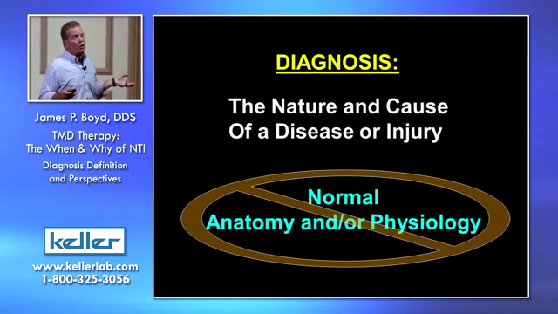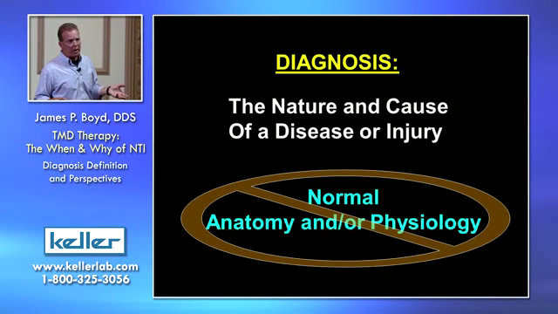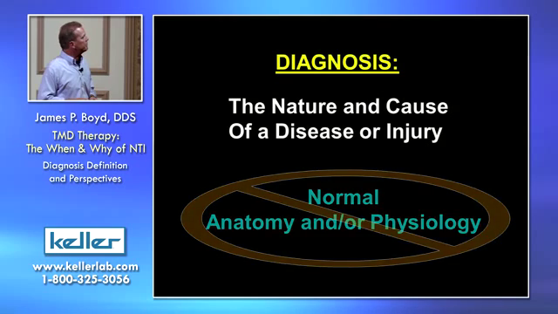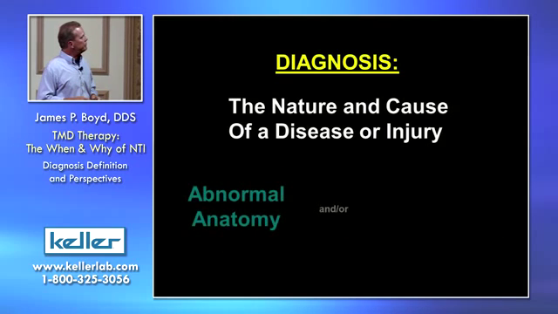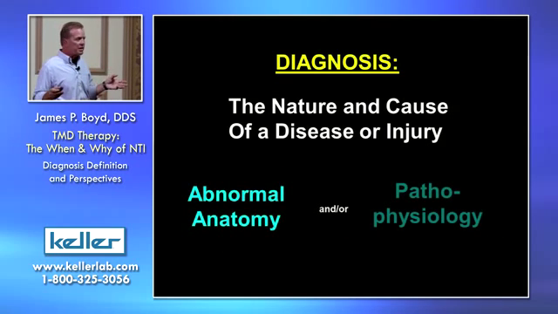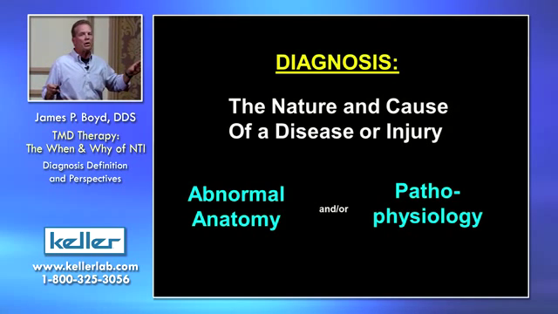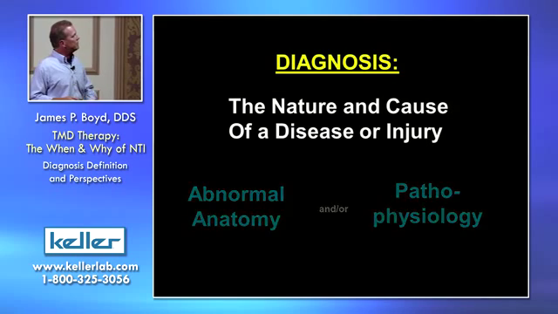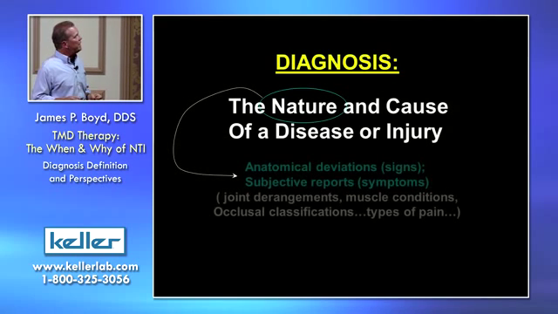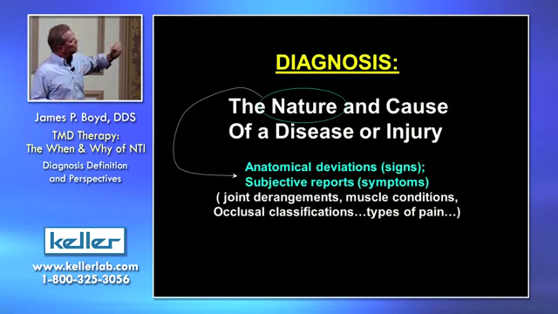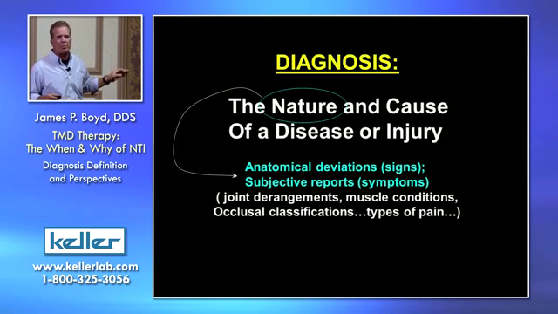We're not going to talk about normal anatomy and normal physiology. Something abnormal is going on that we're going to describe. So the patient's presentation is going to have abnormal anatomy and/or pathophysiology. The nature of the diagnosis in our world are anatomic deviations, that'll be the signs, subjective reports like the symptoms, joint derangements, muscle conditions, occlusal classifications, types of pain.